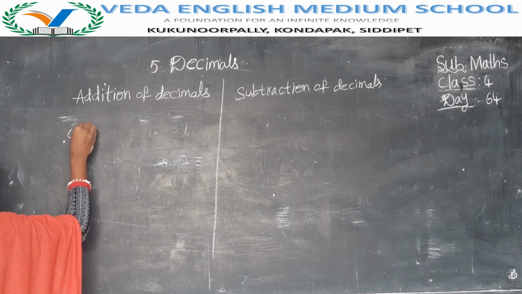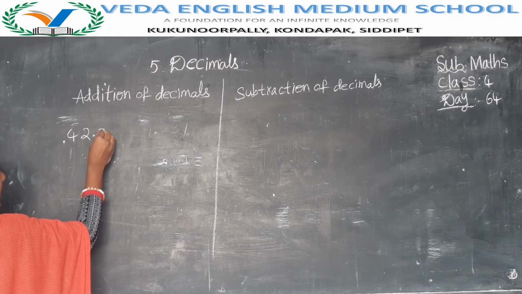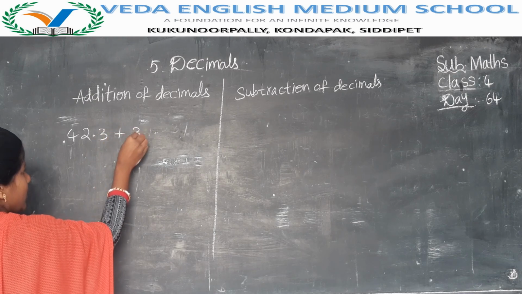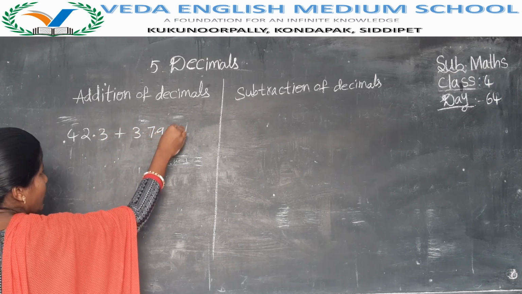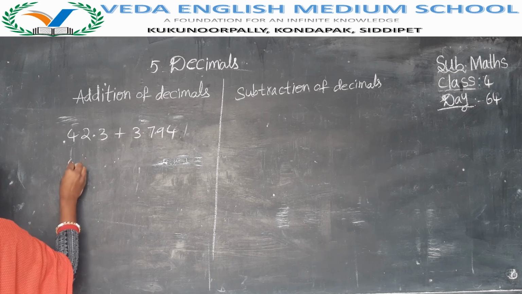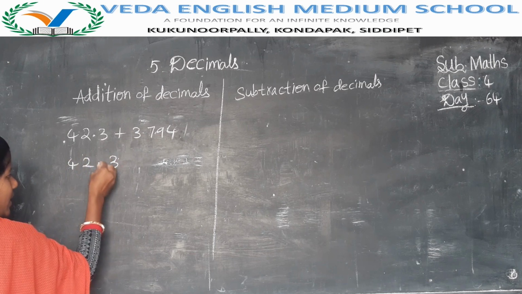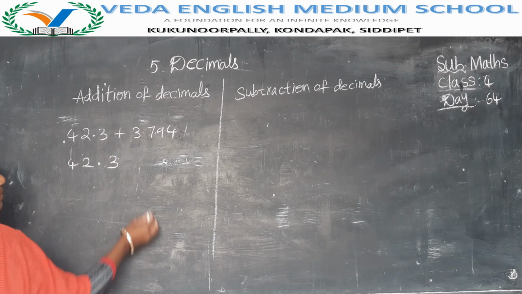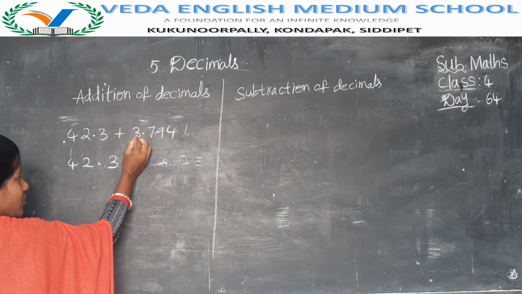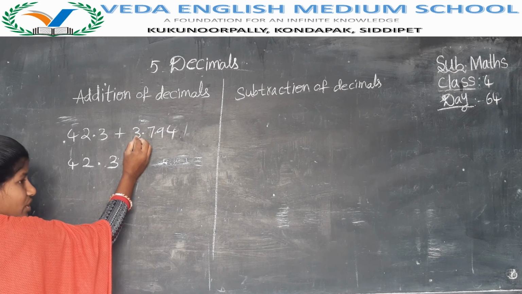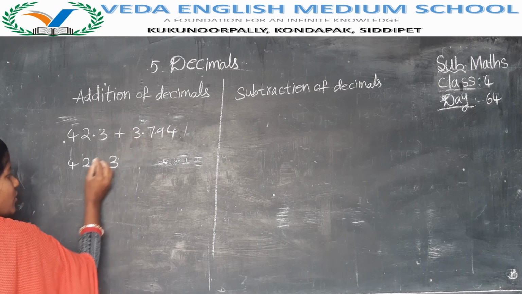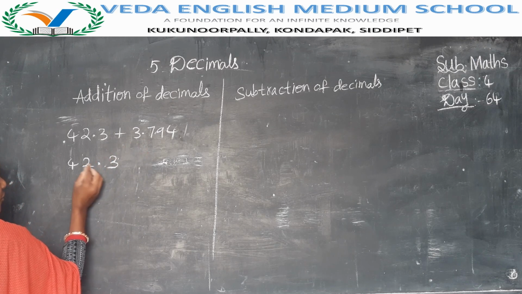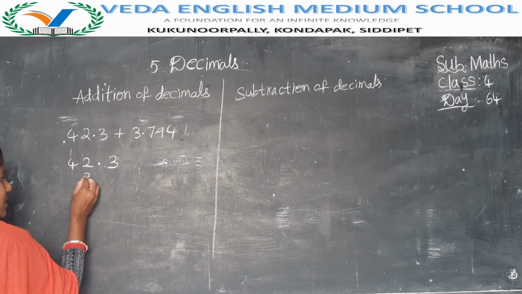I will explain one more example. If I have 42.3 plus 3.794, now I want to add these two. 42.3 we have to write as it is. Then count the place values. Before the point, place values start from ones onwards. So 3 is in the ones place. So write 3 in the ones place before the point, that means the whole number part.